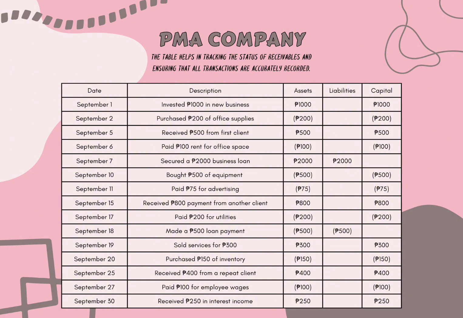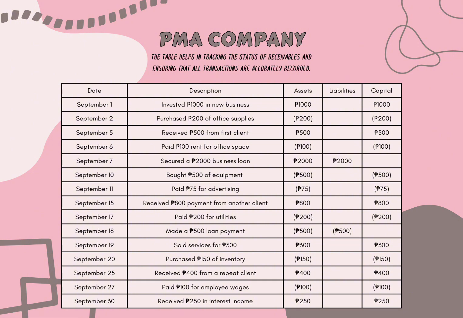Let's look at an example of PMI Company. Their first transaction occurred on September 1st, where they invested 1,000 pesos in their new business. This caused an increase in assets and also in capital. On September 2, the company purchased 200 pesos of office supplies that causes their assets to decrease by 200 pesos and also a decrease in capital by 200 pesos. On September 5, receiving 500 from the first client increases assets and also capital. September 6, they paid 100 pesos rent for office space, which decreases assets and also capital.